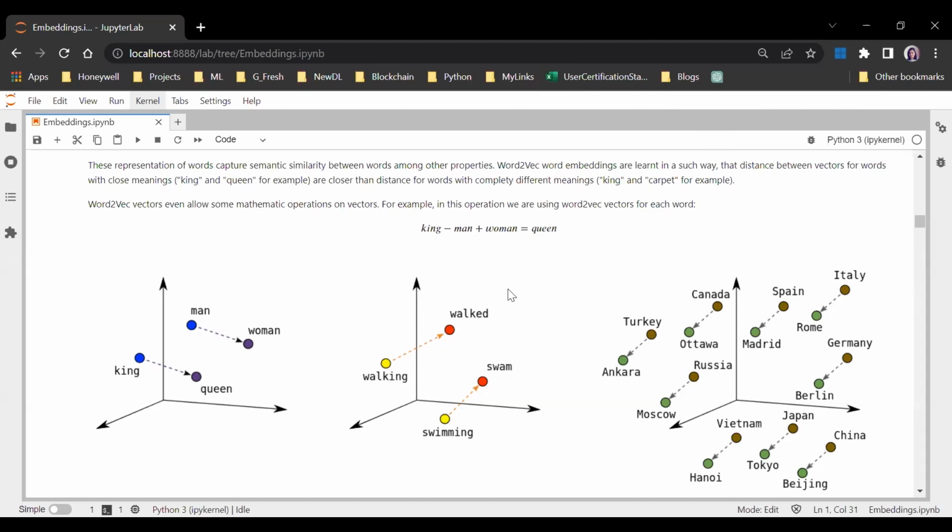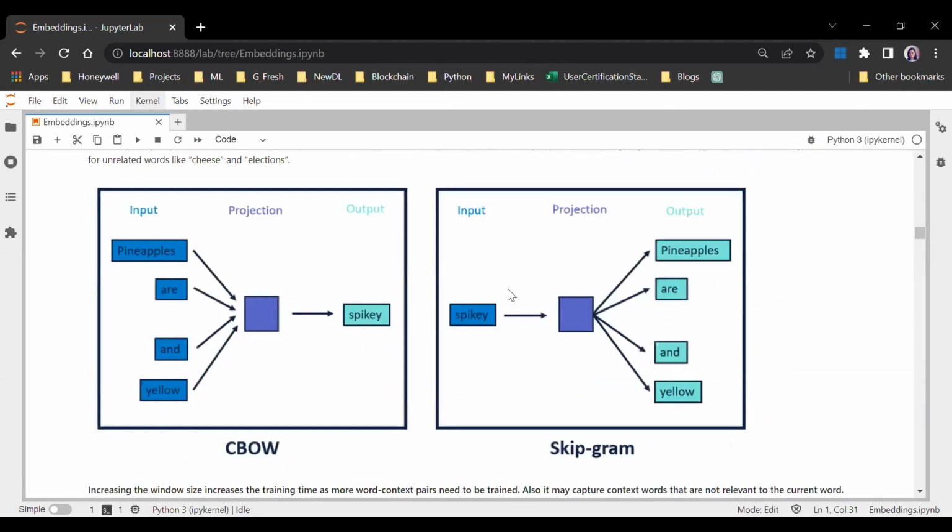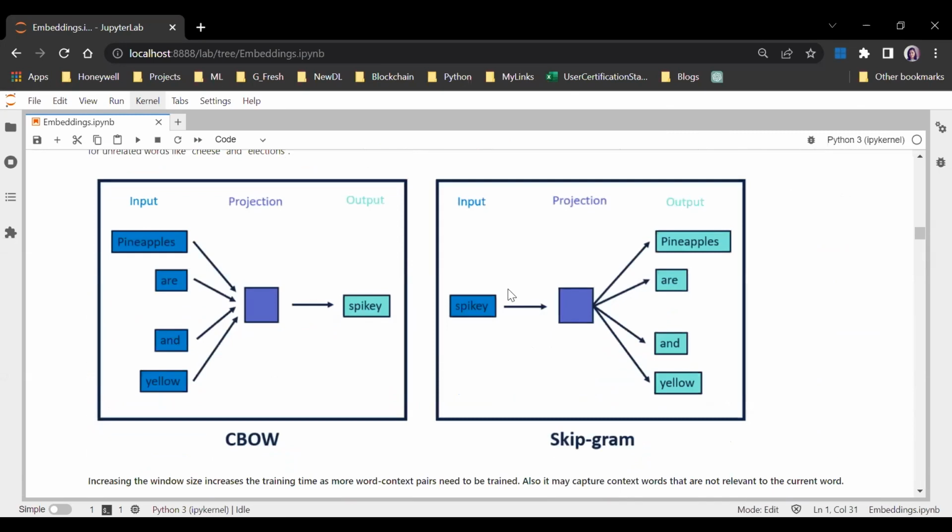Word2vec internally relies on two approaches: continuous bag of words, or skip-gram. While generating the embeddings, we can define which of these two architectures we want to use, and based on our use case, we can select which one to use. If we are going for the continuous bag of words model, then it predicts the current word based on the surrounding words. As you can see in the left image, we are given the surrounding words, and we are asked to predict the one missing word.